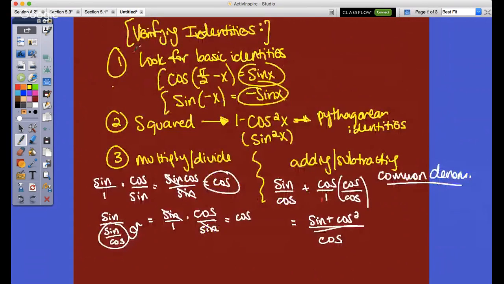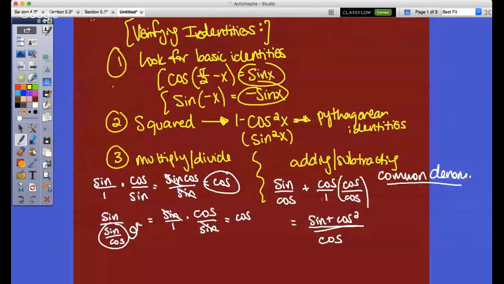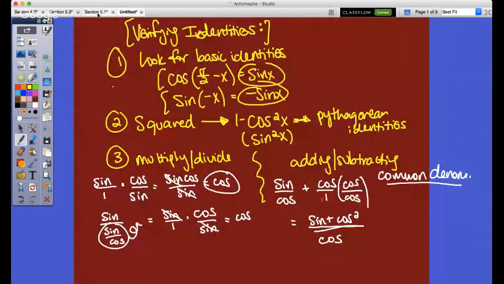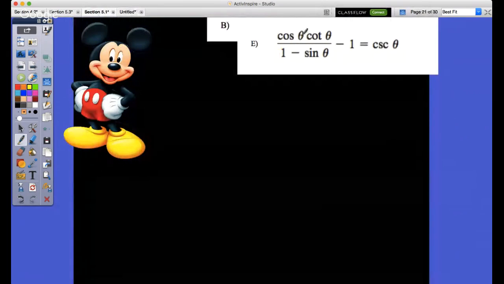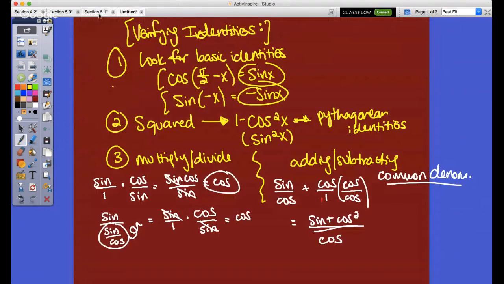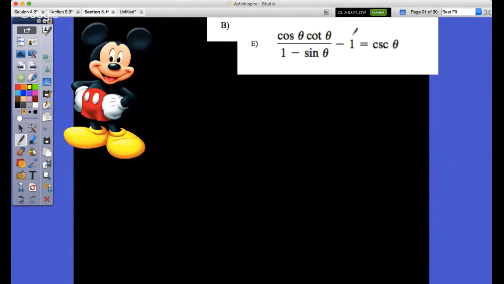stuff here. Okay, so verifying identity. Number 1, we look for basic identities. I don't see any that are crazy out there. Number 2, is there anything squared? Nope, nothing squared. Can we multiply and divide? I don't see any multiplying and dividing here. Maybe these, but these aren't really fractions. Are we adding and subtracting? Well, this is where we could step back and understand that this -1 is all by itself.